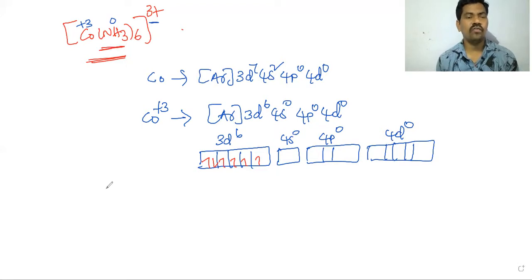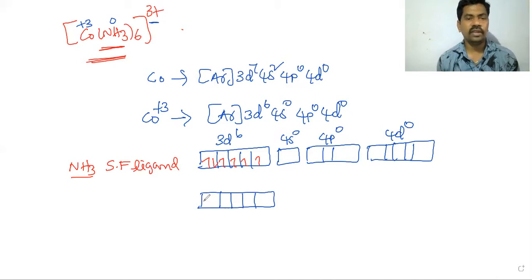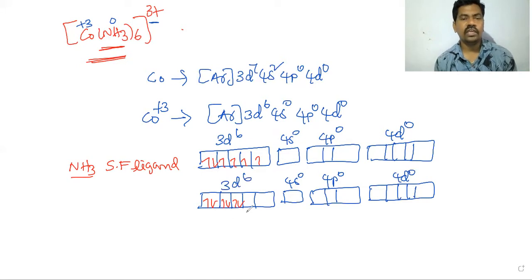But here you have to keep in mind that ammonia is a strong field ligand. In the presence of a strong field ligand, pairing will take place. Electrons will be paired, so all 6 electrons get paired. This is a very important step. 4s0 is the same, then 4p0, 4d0, and 3d6. Because ammonia is a strong field ligand, all the electrons are getting paired.